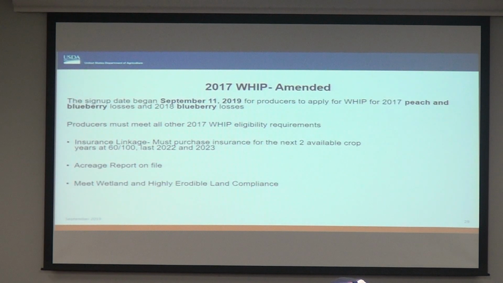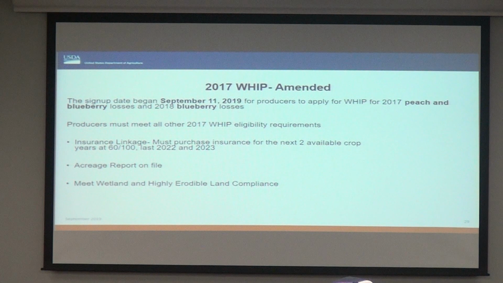Sign up begins September the 11th, and like I said, peach and blueberry losses and 2018 blueberry losses could come in and apply. There are some eligibility requirements because the same eligibility is in place as was last year right before the program ended. And one of the requirements is what we call the linkage requirement. That means you have to purchase insurance on the crop that you're getting a WIP payment on.